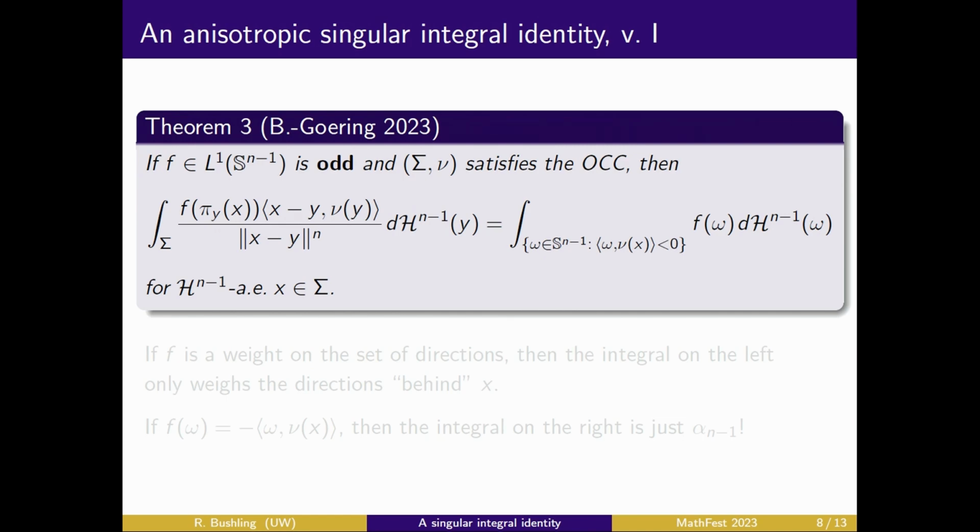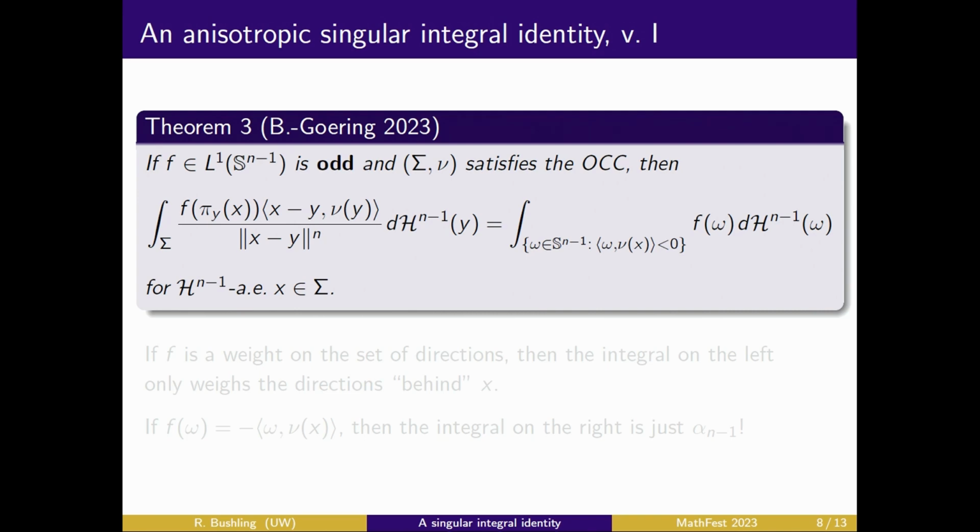So if f is an odd L1 function on the sphere, and if sigma, nu satisfies the orientation cancellation condition, then we have this integral identity for almost every x in the surface. That's the integral over sigma of f of pi y of x, so that's the radial projection of x onto y, times x minus y dot nu of y all over norm of x minus y to the nth power, integrating with respect to surface measure, and that is going to be equal to this integral here.